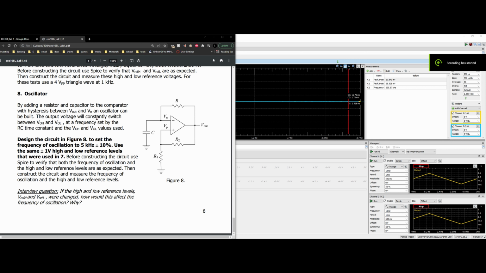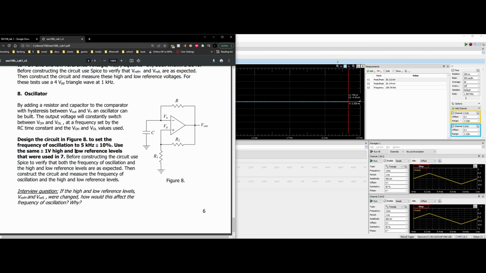Last part of this lab, we're going to be going over the report and the document, and we're also going to be looking at an oscillator. By adding a resistor and a capacitor to the comparator with high hysteresis between our Vout and Vin, an oscillator can be built, and the output voltage will constantly switch between the voltage VOH and the voltage VOL, and this frequency is set by the RC time constant and the VOH and VOL values are used.